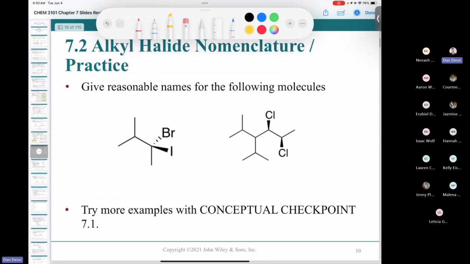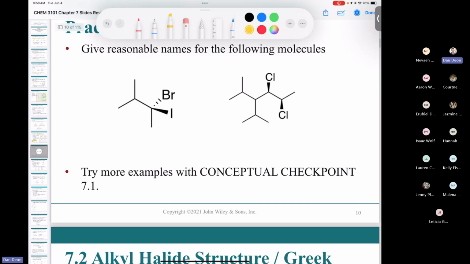So let's see if we can give some names to these molecules here. So we have two alkyl halides. Boy, we get all kinds of stereocenters in these two, don't we? So let's see if we can come up with some names here. The first one has a stereocenter. So let's see here. So would this be an R stereocenter or an S stereocenter? Does anybody have an idea about this one? Would this be R or S?